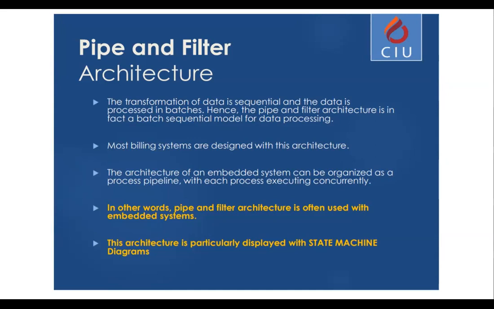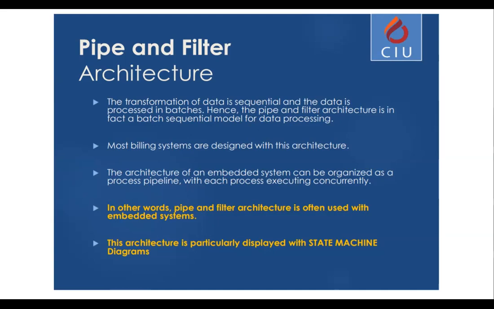The data is processed in what we call batches in this type of architecture. The pipe and filter architecture is a batch sequential model for data processing, which means the data is being sent through in batches and it is done sequentially, not in parallel. Okay, most embedded systems work sequentially. So you need to complete one task in order to do another.